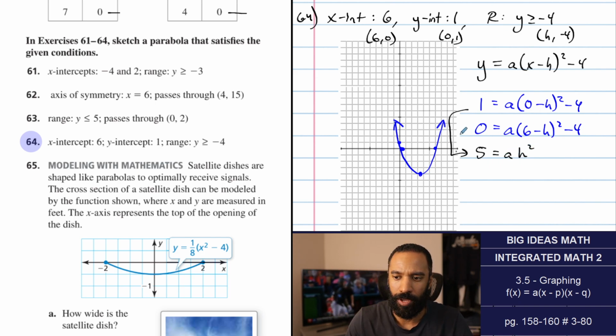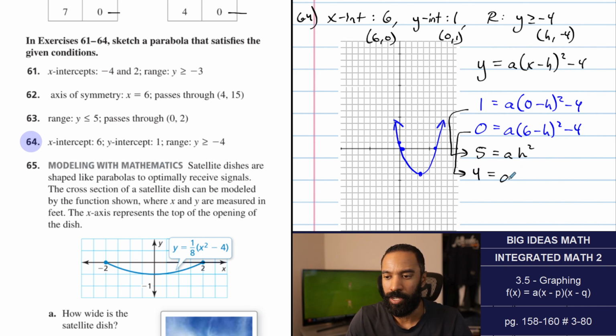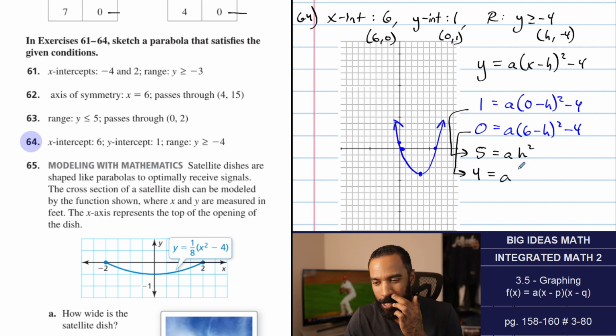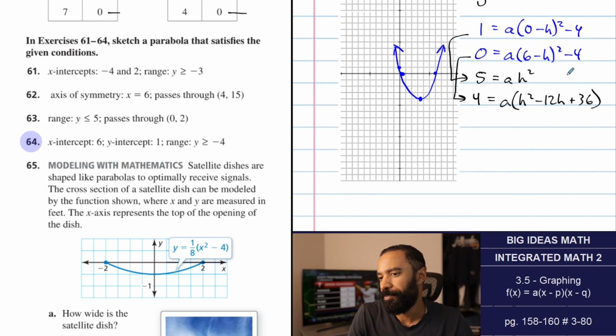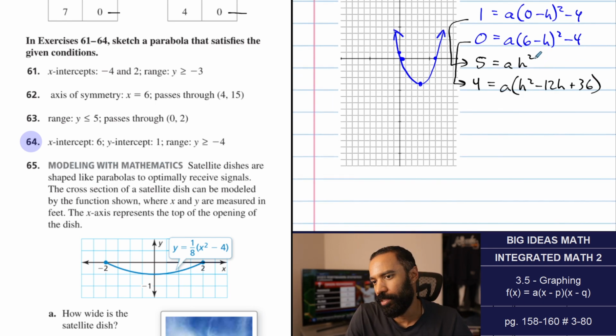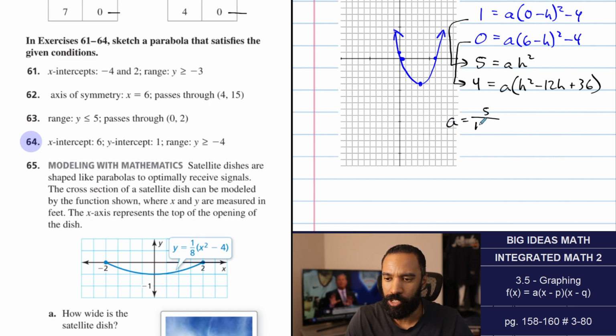This is going to be beyond you, basically. I'm going to add 4, as far as what you would have been expected to learn. A times (6 minus h) squared. Oh, this is going to be a big one. This is h squared minus 12h plus 36. Oh, wow. I don't know if this is worth it. If I divide both sides by h squared and by this big expression, a can equal 2 things. A can equal 5 over h squared, and it can also equal 4 over (h squared minus 12h plus 36).